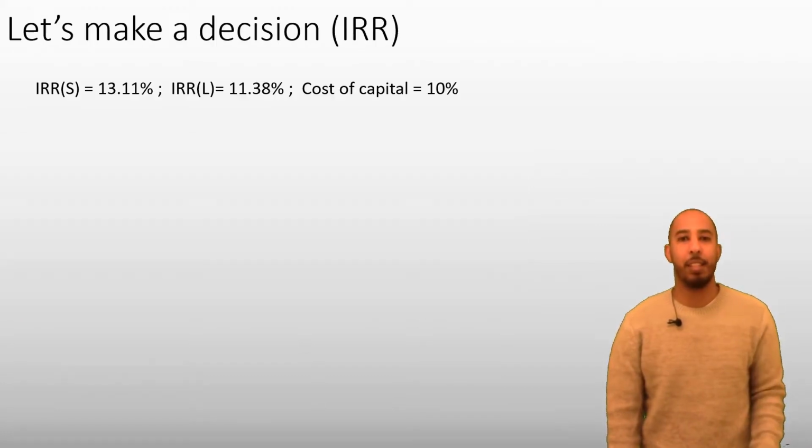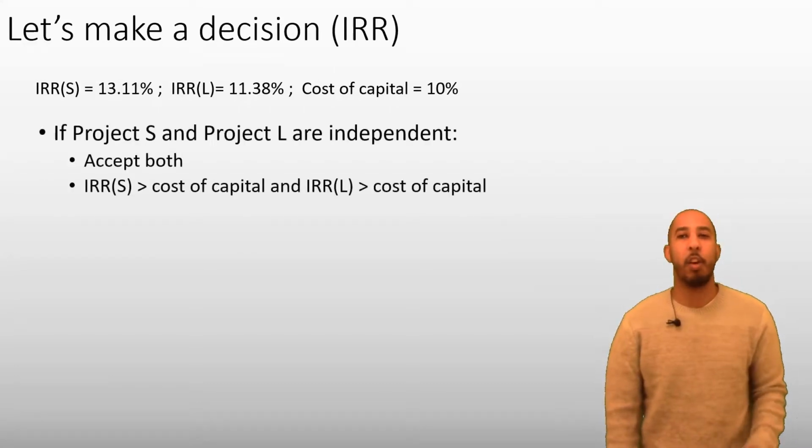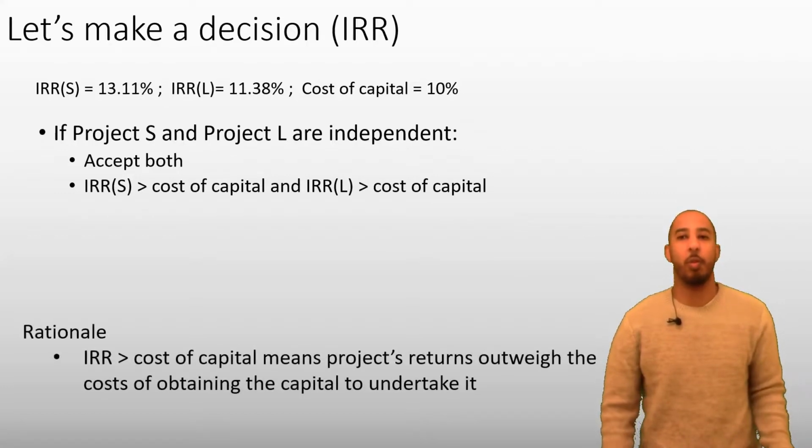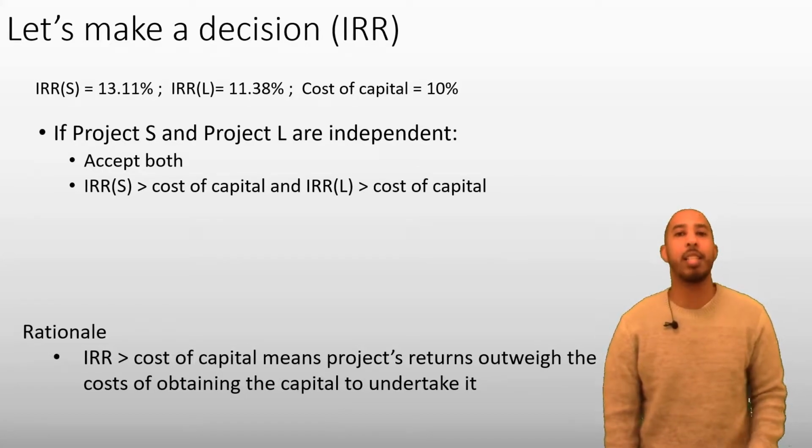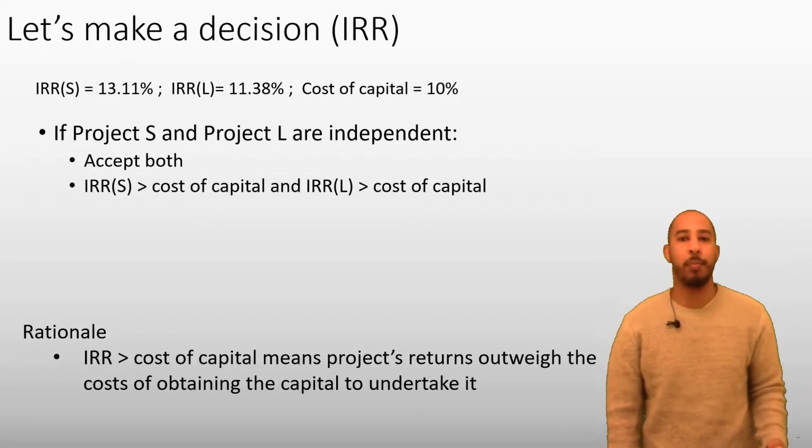Now we need to make a decision. Which of these projects should we accept? If Project S and L are independent, we would accept both. Both of the IRRs are greater than the cost of capital. Why is this the decision rule? An IRR greater than the cost of capital implies that the project's return outweighs its cost. For example, for Project S, we'll get a 13% return, and it's only going to cost us 10% to get the money to do the project. So obviously, it's worthwhile. If we're able, we would accept all projects with an IRR greater than the project's cost of capital.